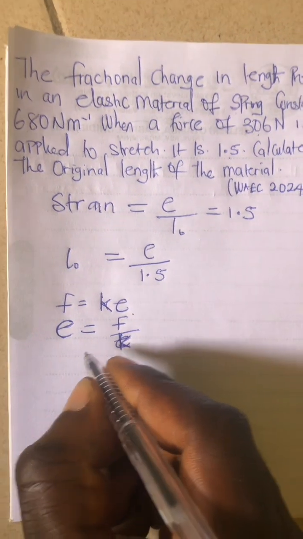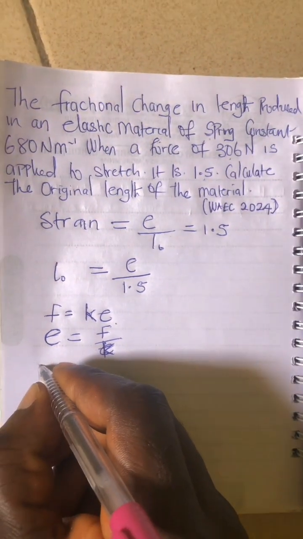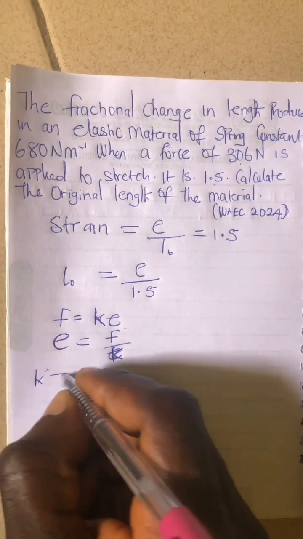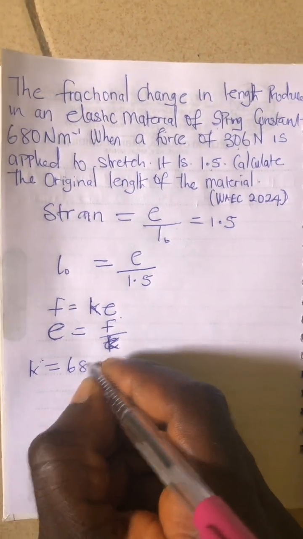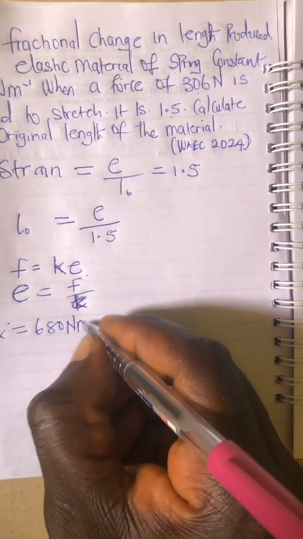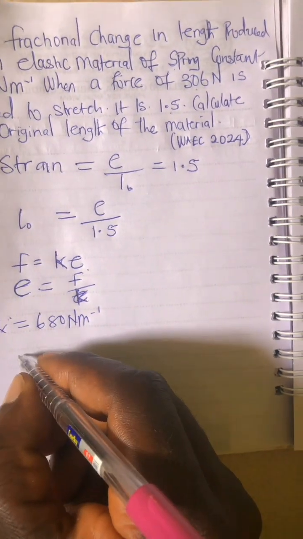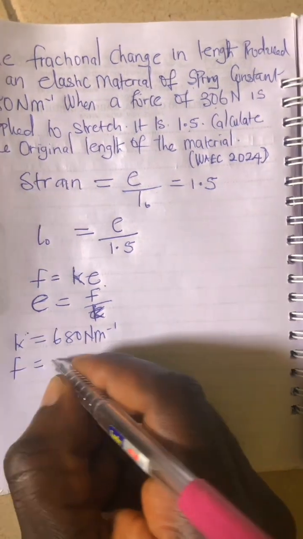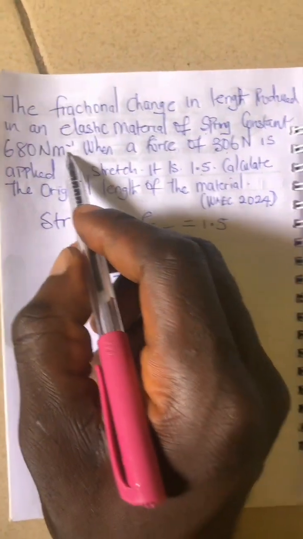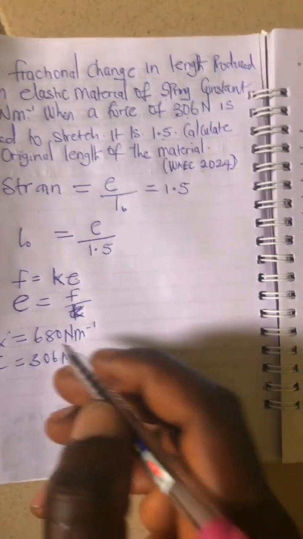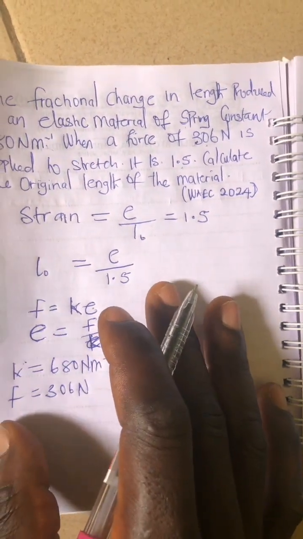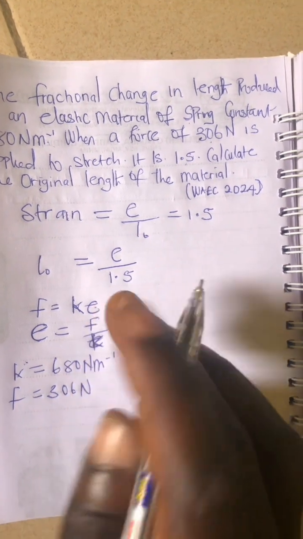Alright, so let's now put in the parameters. We know from the equation that the force constant K is equal to 680 Newton per meter. And from the equation, we know that force is equal to 306 Newton. You can see the force here. This is the spring constant, the K. So what do we now have to do from here? All we have to do now is to put in the values and then solve.